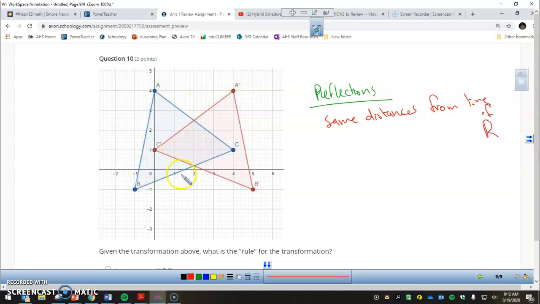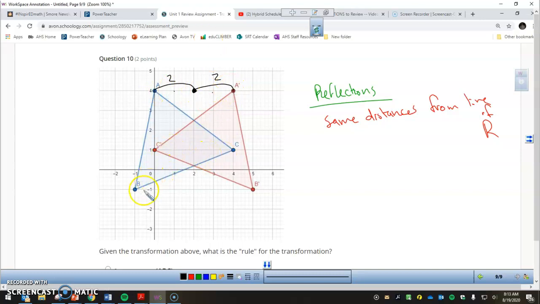So if I'm looking at point A, for example. So point A to point A prime, let's see here, is 1, 2, 3, 4 units away. So that means that if I have 2 units here and 2 units here, that means that my line of reflection goes through this point at least. We know that because it's the same distance away on both sides.